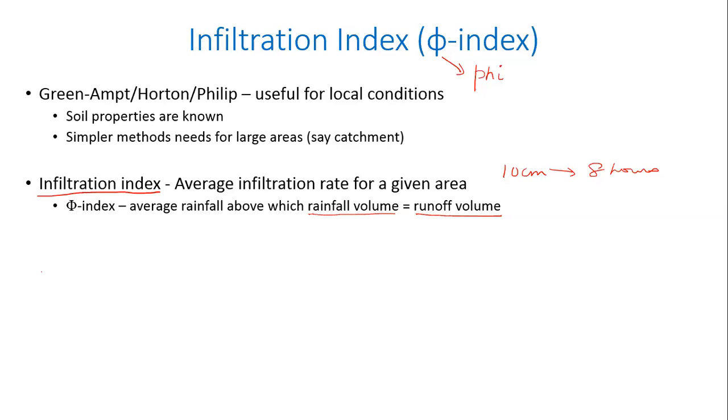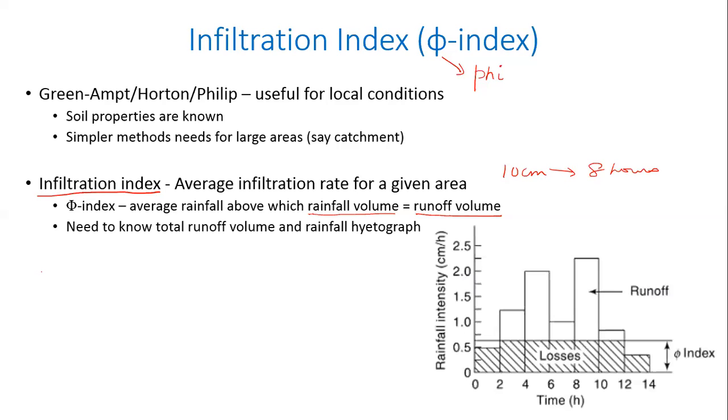So this phi index is basically saying this is the average rainfall such that any amount of rainfall that is greater than that average, all of that volume that is greater than that average, has become runoff. Maybe I'll show you a figure that might explain this a little bit better.